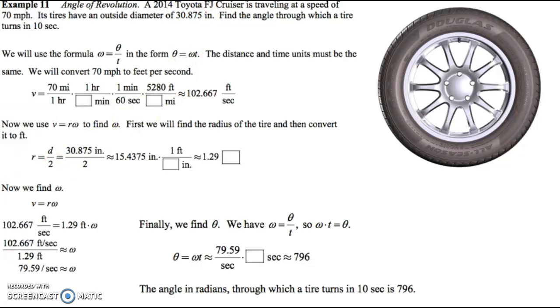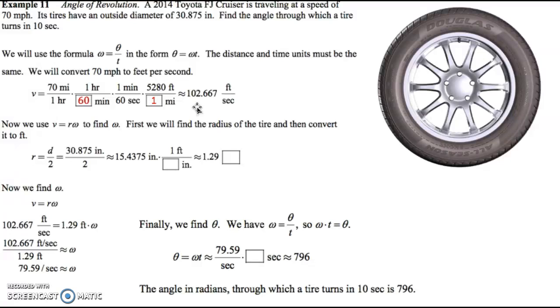So right now I have 70 miles per hour is equivalent to 1 hour and 60 minutes. 1 minute is the same as 60 seconds, and there's 5,280 feet per mile. Notice our miles will cancel, our minutes will cancel, our hours will cancel, and we're going to be left with 102.667 feet per second. Now we know the V.